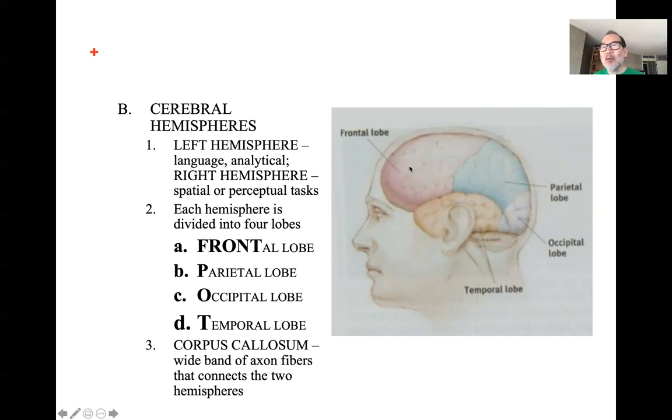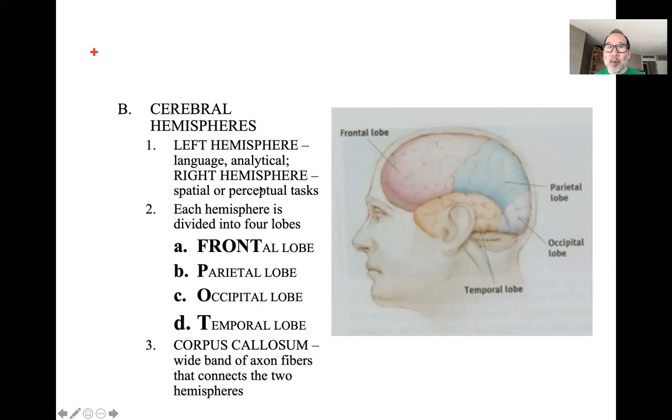The frontal lobe is involved in executive functions, alrighty? And executive functions are associated with huge things, such as organizing, planning, and also other things such as emotional regulation and impulse control. So a lot of stuff here, alrighty?